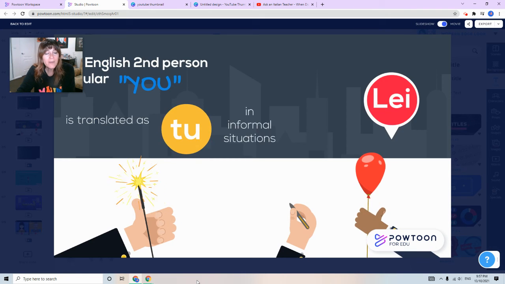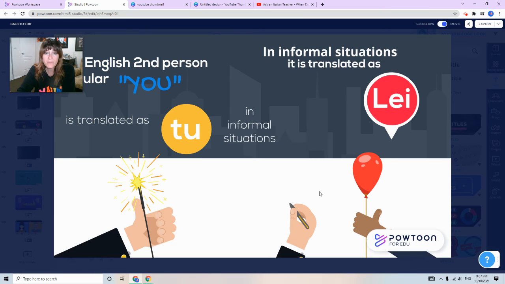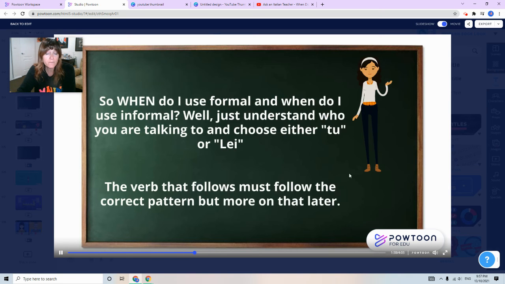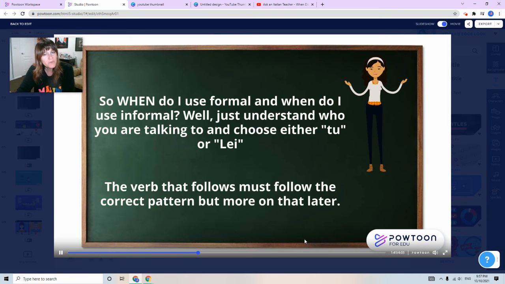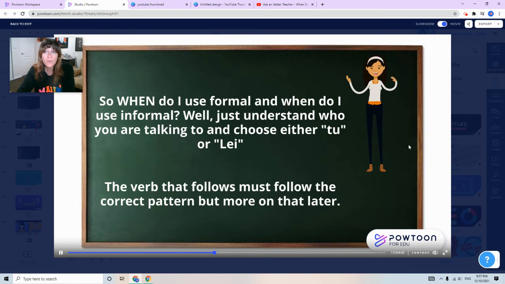Okay, so basically, you just have to translate you in Italian in an informal situation as tu. For formal, you basically say lei. Okay, that's really all that you have to remember, those two words. Tu for casual, lei for formal or polite. So, when do I use formal and when do I use informal? Well, just understand who you're talking to and choose either tu or lei. Now, the verb that follows must follow the correct pattern, but more on that later.